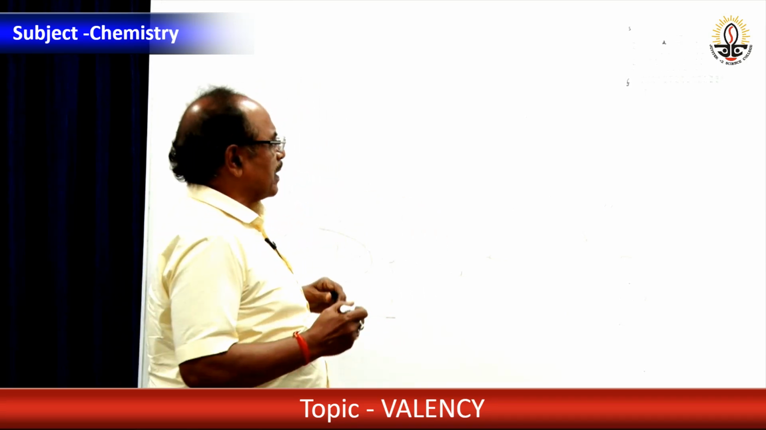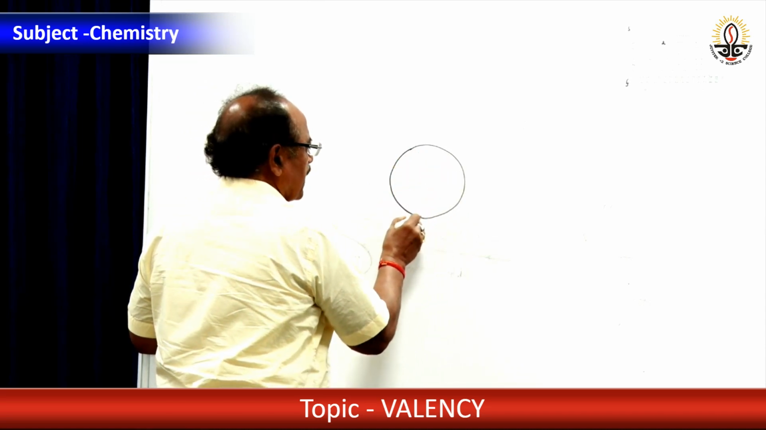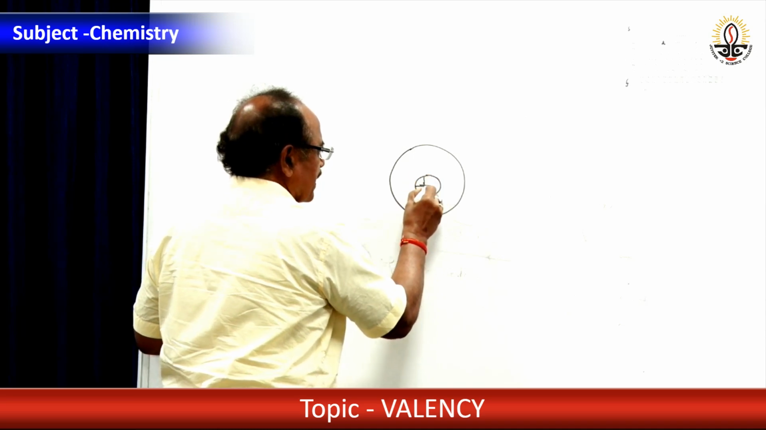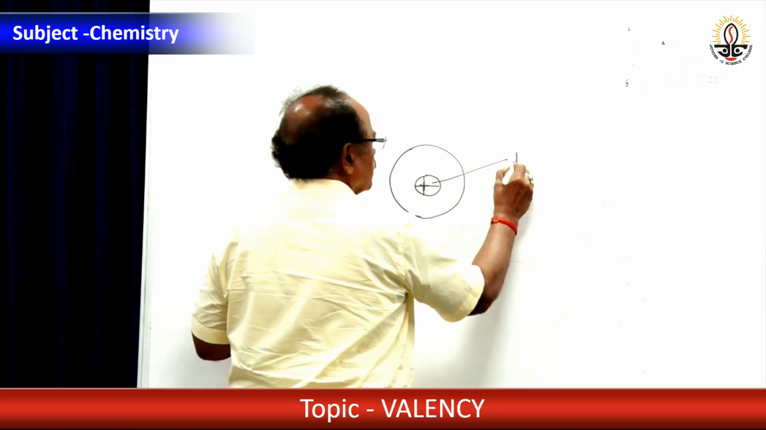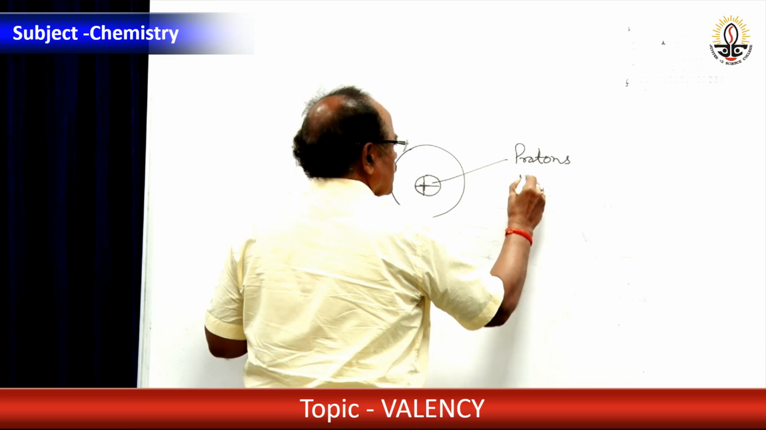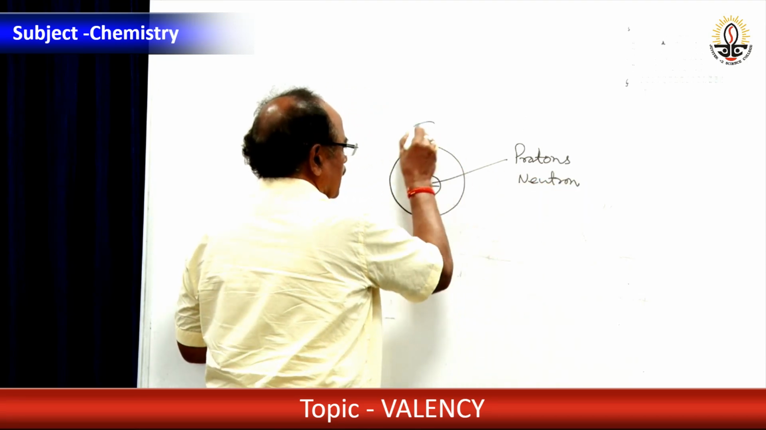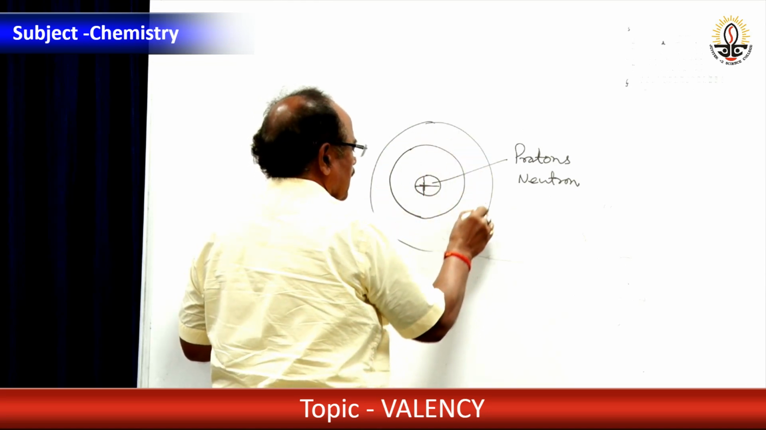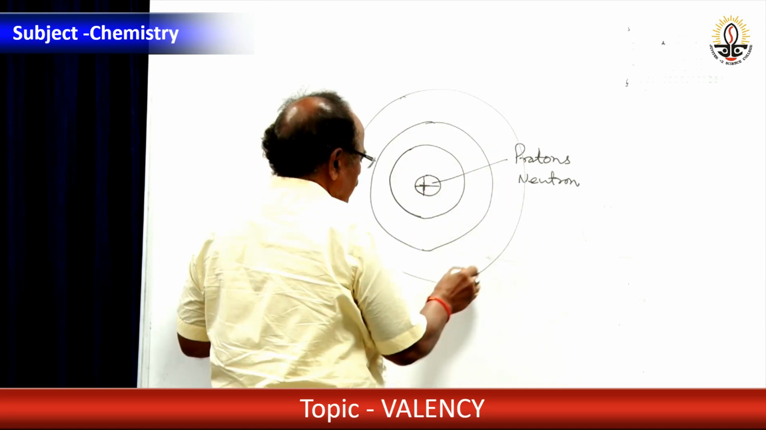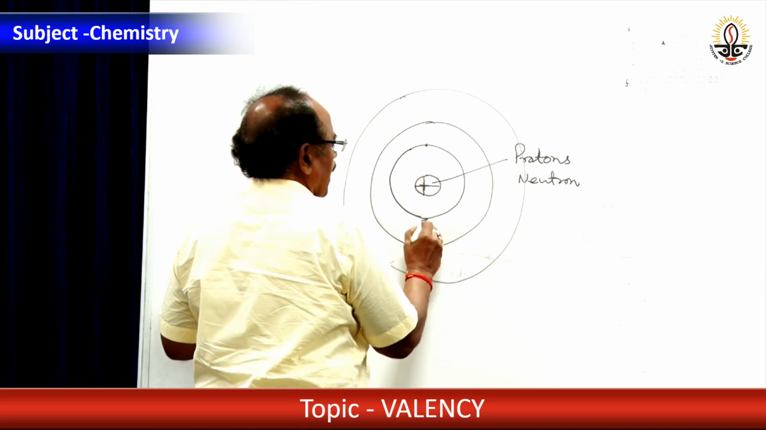So, now taking the 3 fundamental particles, the atom has a nucleus, and this nucleus is placed at the center of the atom. It consists of the protons and neutrons, and these are the shells. The shells are what? The orbits. What is an orbit? A path, an imaginary path. Shells are there in the atom where the electrons are moving.